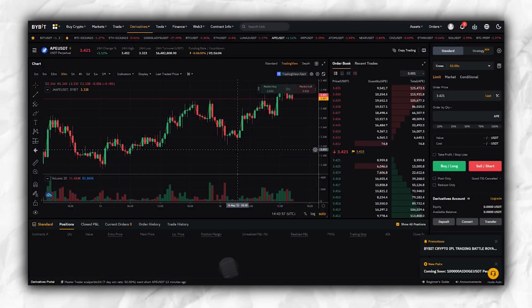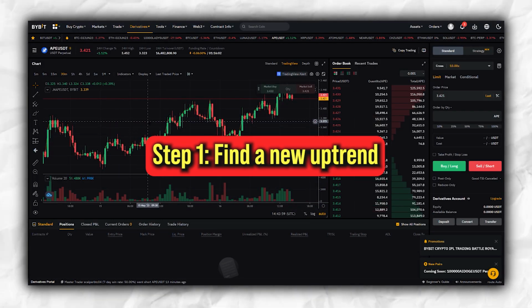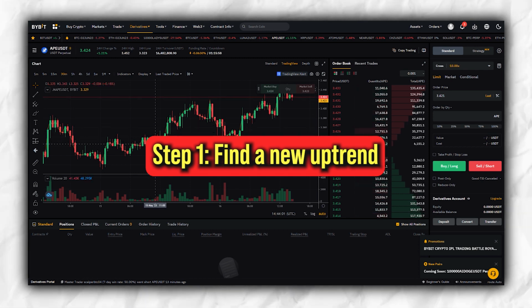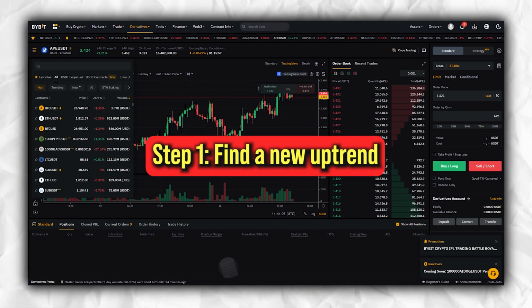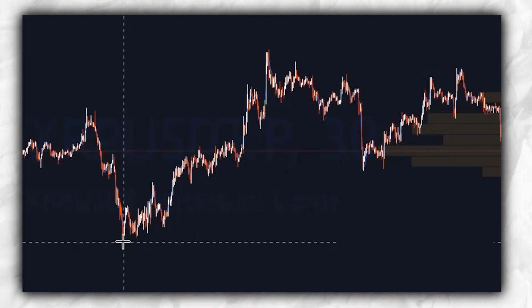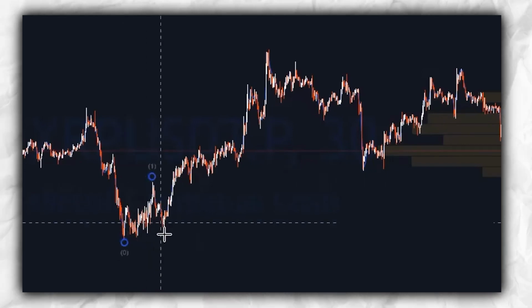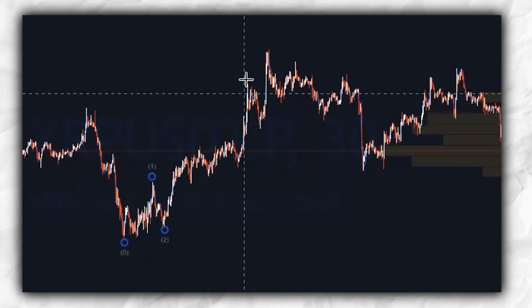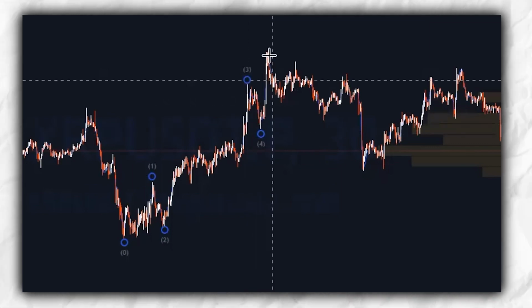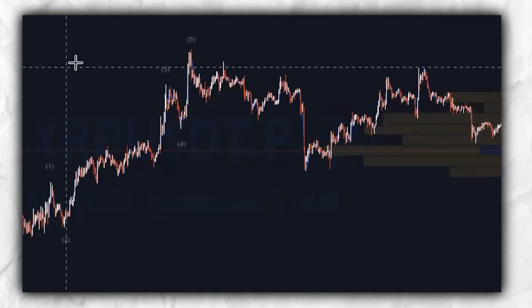To start with, we need to identify a newly established uptrend in the market. Once we find that, we can proceed to identify our wave count. For instance, if we consider our starting wave as 1, we can find the first pullback as 2, the largest waves as 3, the pullback as 4, and the high as 5.